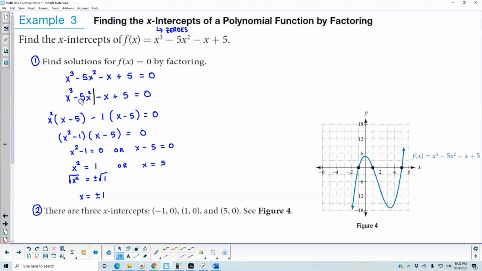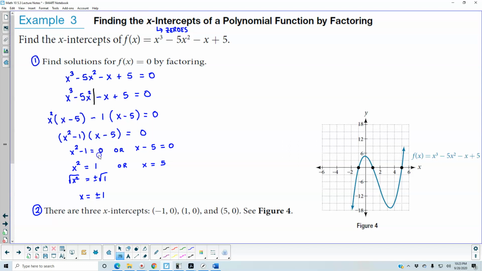Now in the first grouping, we can factor out an x squared. And what's left is x minus 5. And then over here on the right side, we're going to write x minus 5 and then look at these 2 terms and say, okay, what can we factor out of these 2 terms? So we're left with a positive x and a minus 5. We can factor out a minus 1. And now they both have x minus 5 in common, so we have x squared minus 1 times x minus 5 is equal to 0.